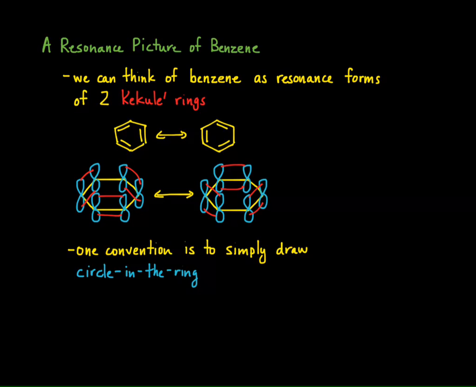One way that we can show this indistinguishability is by taking benzene and actually drawing what we call the circle in the ring, which looks like this. So we have the hexagonal shape, and we simply draw the pi electrons, the 6 pi electrons, as a circle within that ring to denote that in reality we don't have an alternating double single bond.